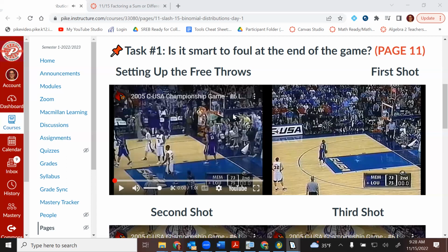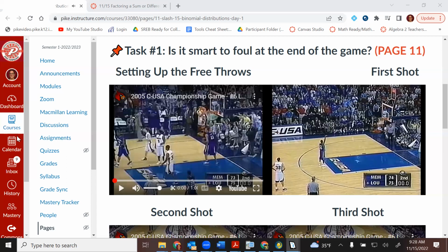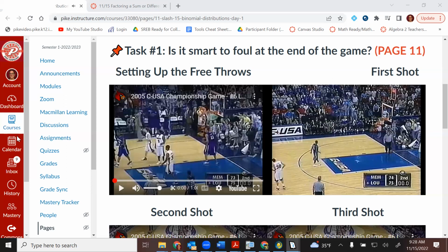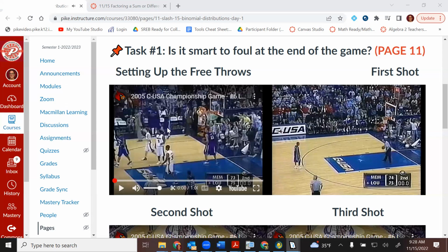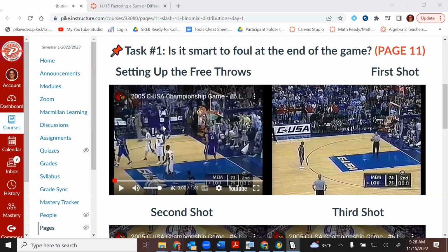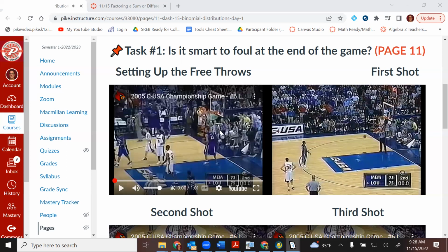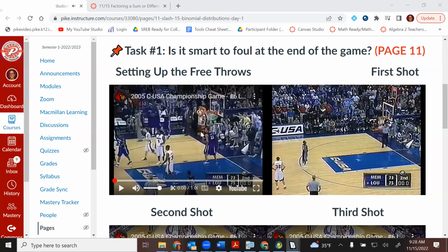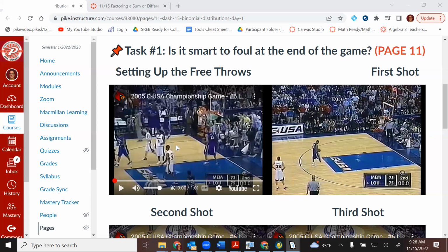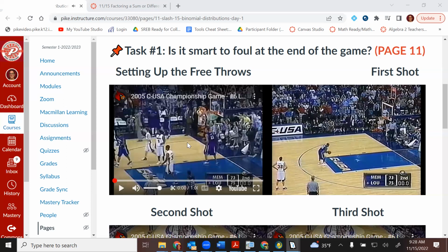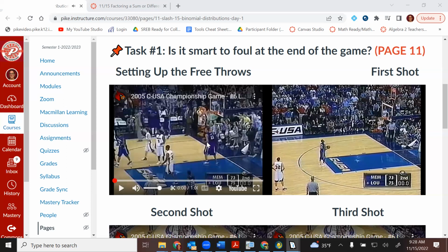How do I find that probability? 0.72 times 0.72. The chance that they win the game is now what? 0.5184. You guys like those odds?